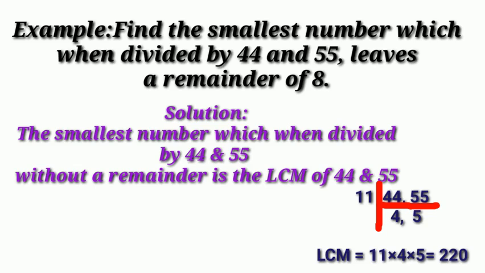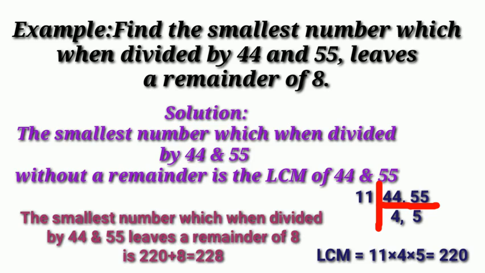55. So here both are divisible by 11. 11 4s are 44, 11 5s are 55. So without a remainder, the LCM of 44 and 55 is 11 into 4 into 5. So we will get the answer 220. Therefore, the smallest number which when divided by 44 and 55 leaves a remainder of 8 is 220.